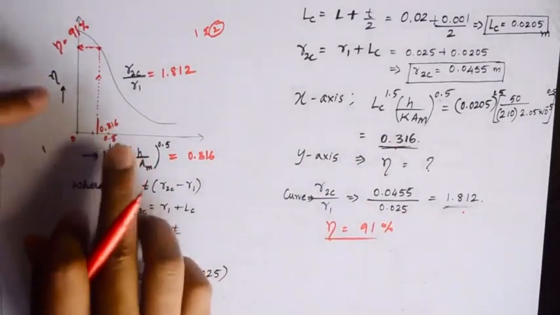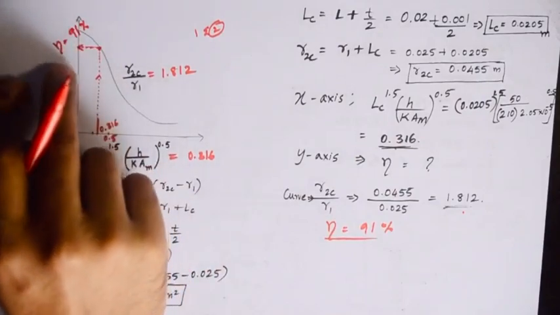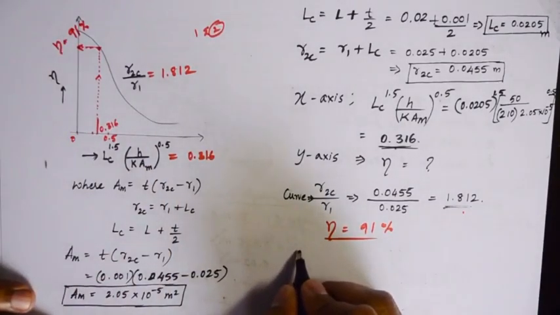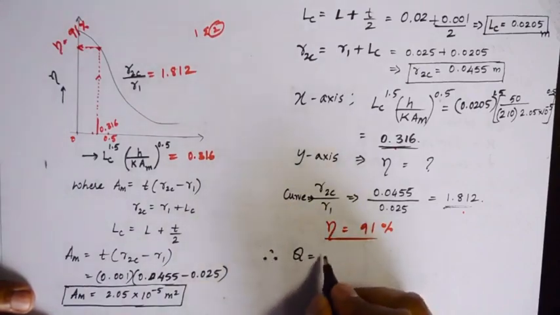Refer to the graph, use the data handbook, note down the x-axis and y-axis, and find the value properly. Therefore, we can find the Q value, but in the Q formula there is one more term to be found out, that is the surface area.